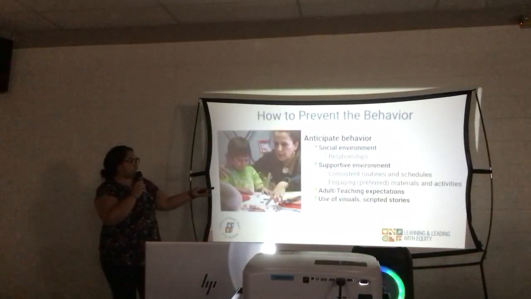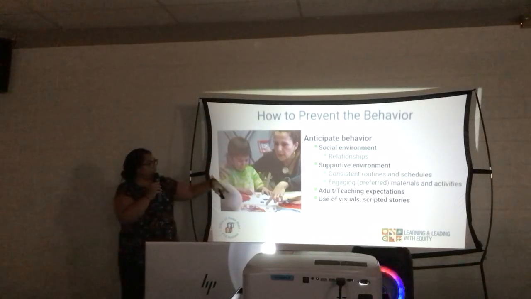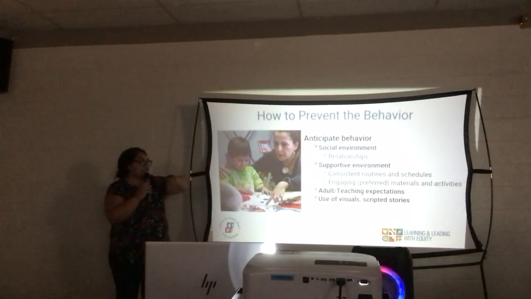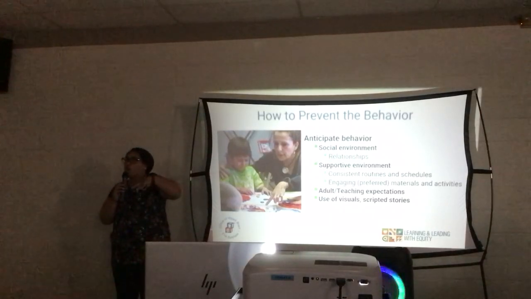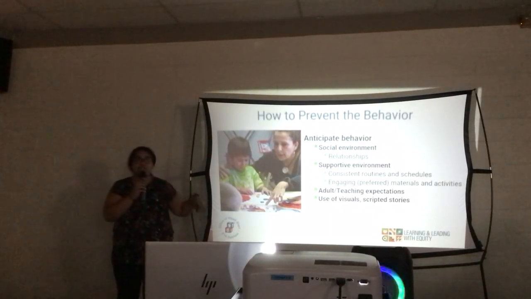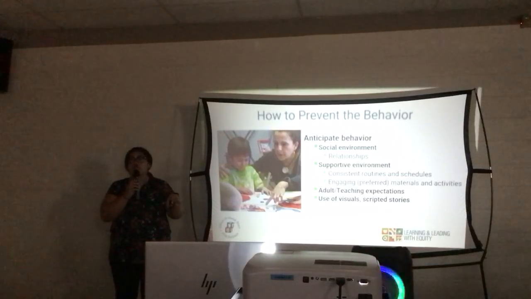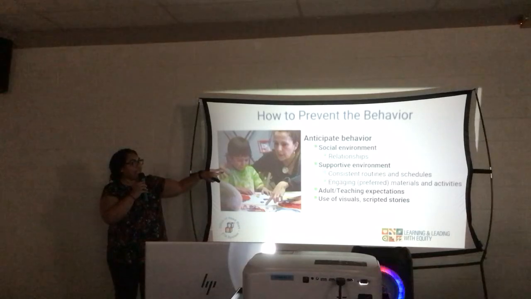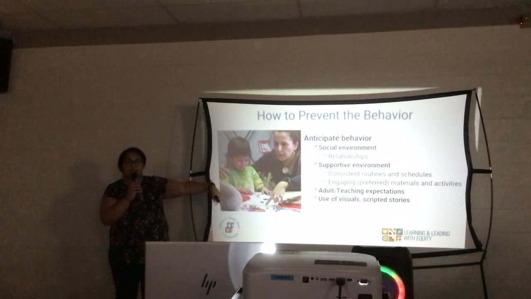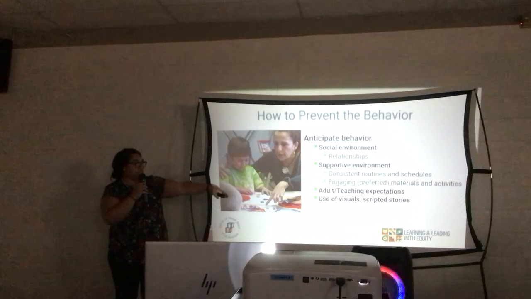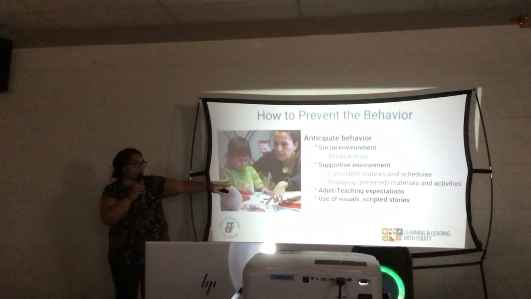Okay, so that's the second step. How you prevent the behavior, you can anticipate it. By doing the ABCs, you have a good idea of when. Is it a certain time of day? Is it with certain people? That's why you want to do the find the why. And then some of the things might be the environment, right? Is it those relationships? We want to create a supportive environment that is going to have them be successful in using the skills. So again, consistent routines and schedules.